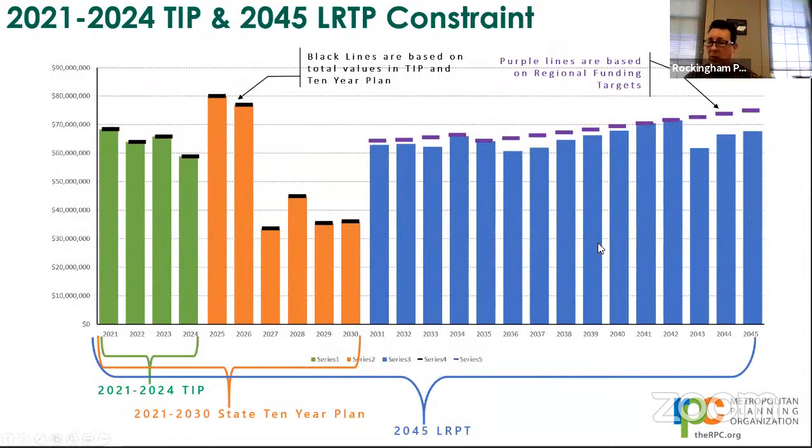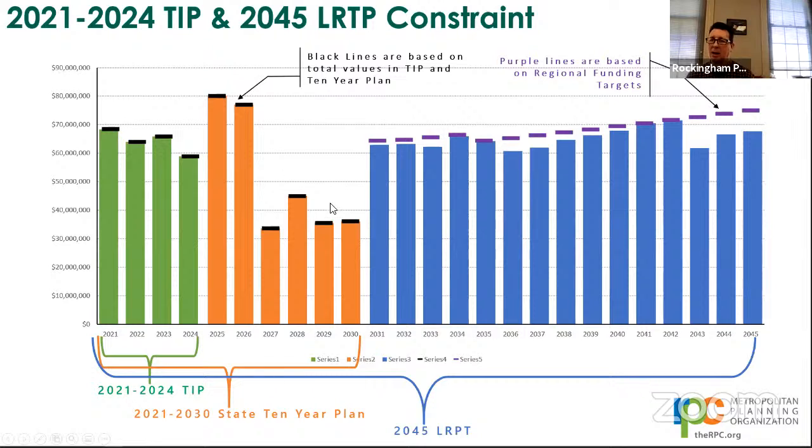And that's where this graphic comes in. I've color coded it. In the green is the TIP, the orange is the remainder of the 10-year plan, and then the blue is the remainder of the long range plan. The black lines and then the purple lines are based on the expected amount of funding in the region for each year, and the bars represent the programming for those years. So you can see during the TIP years and the 10-year plan years, the amount of programming that we have is equal to the amount of funding available to the region.